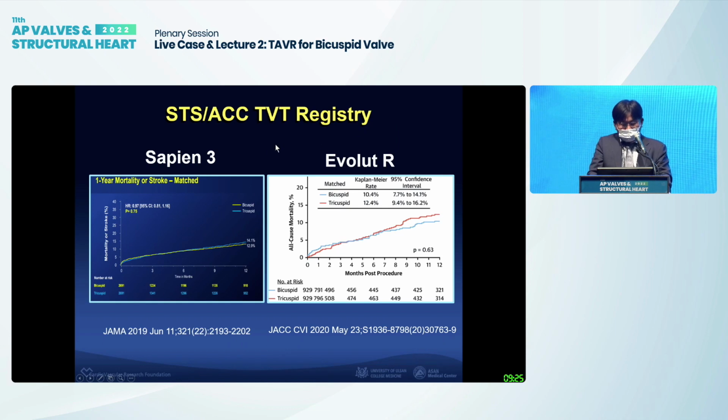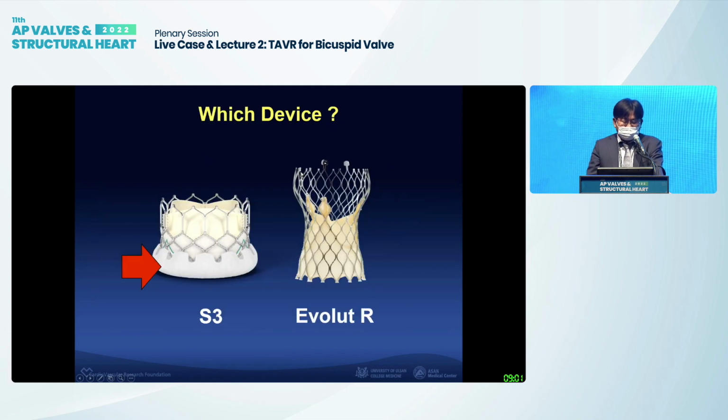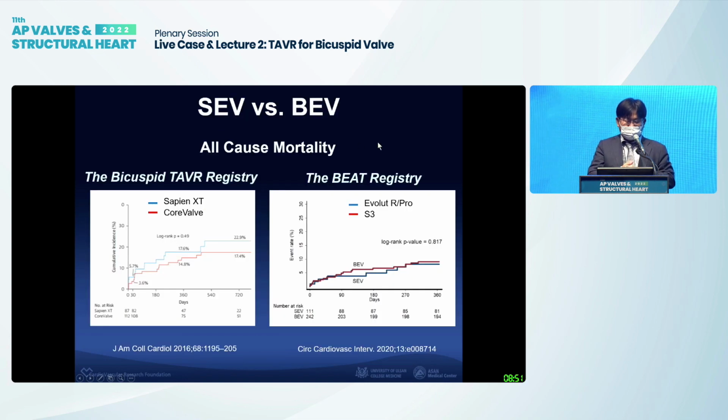But recently we have some registry data. SAPIEN 3 data show that there is no significant difference between bicuspid valve disease and tricuspid valve disease in mortality and stroke, and Evolut R data show similar outcomes. All-cause mortality, there is no difference between the bicuspid and tricuspid valve disease. So which valve would be better than the other? SAPIEN 3 or Evolut R for the self-expandable device?